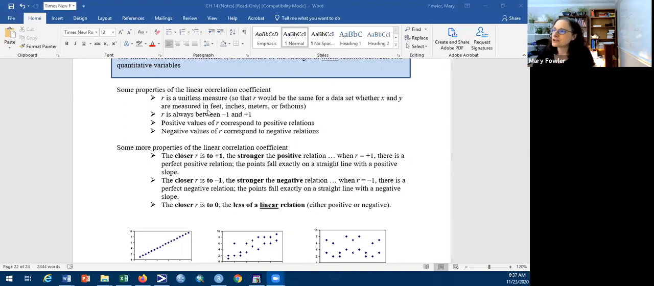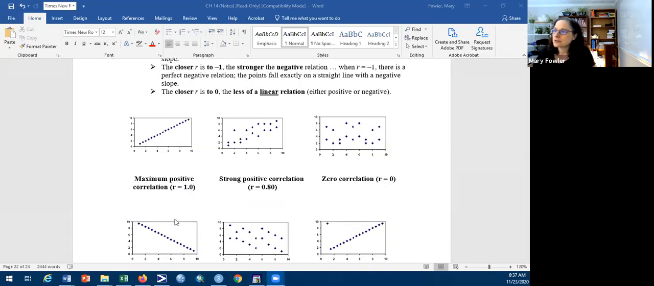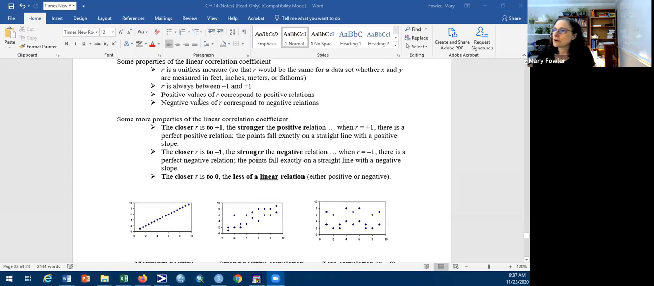This is a unitless measure. It's always between -1 and +1, right? So the correlation coefficient is always between -1 and +1. Positive values of R correspond to positive relations between the X and the Y variable. Negative values of R correspond to a negative relationship: one increases, the other decreases.